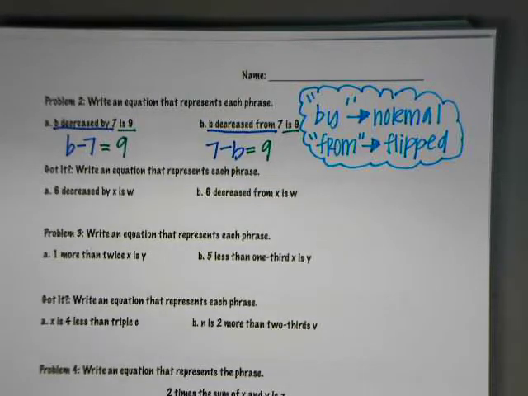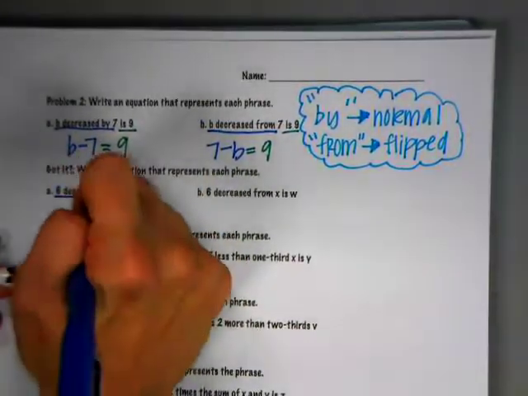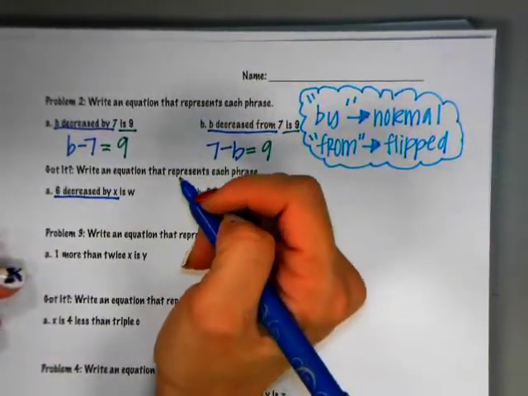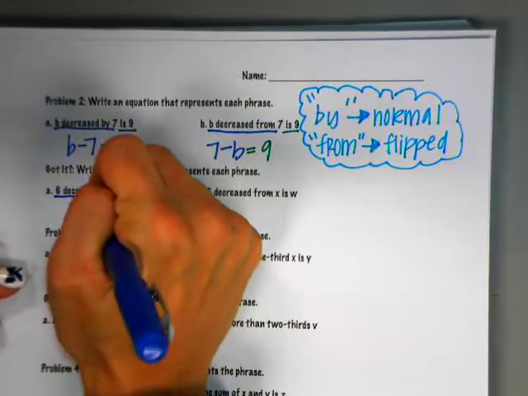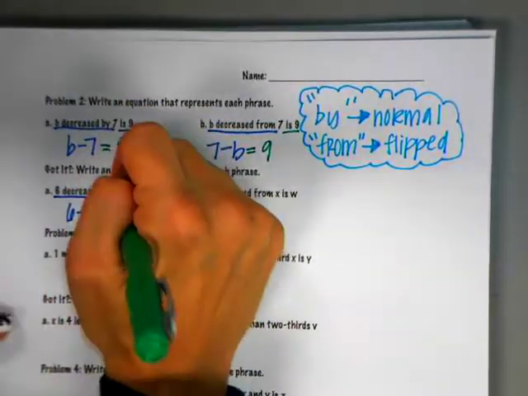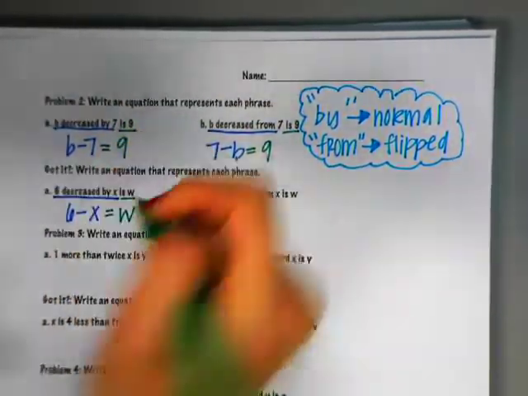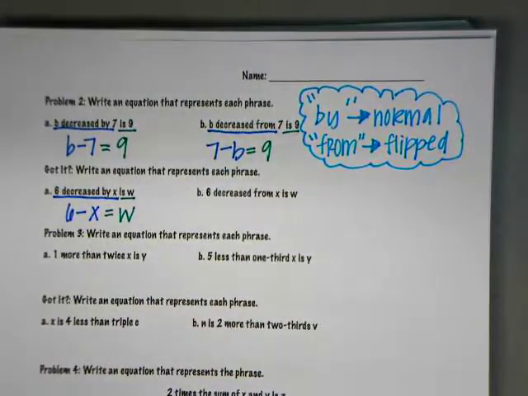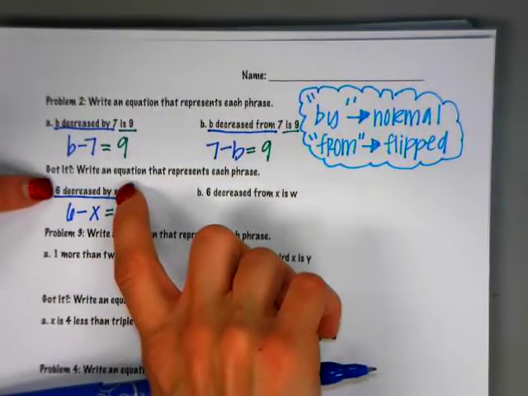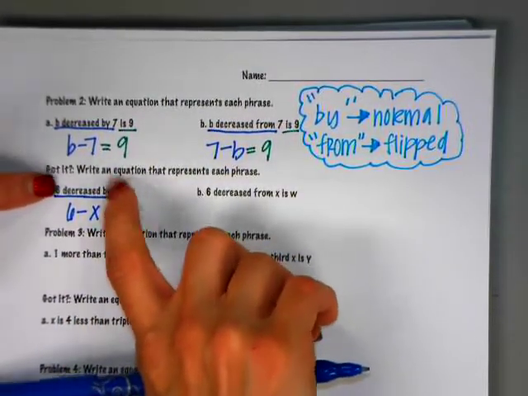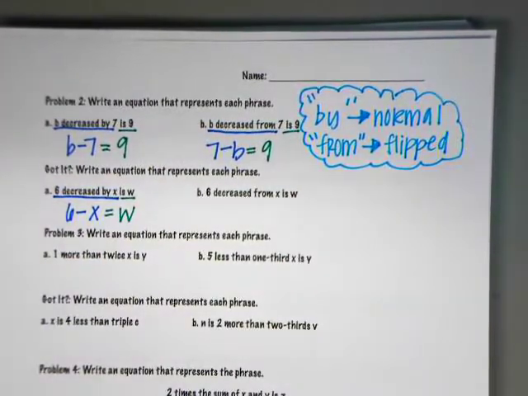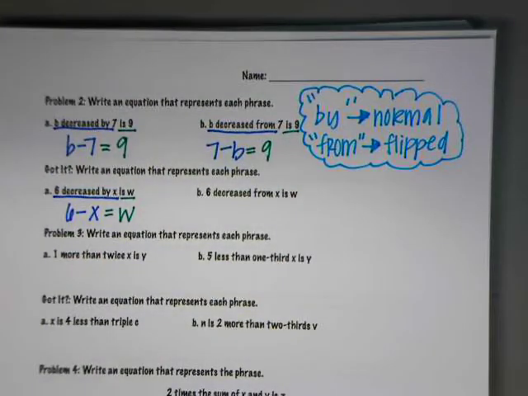Okay, so for the first one, 6 decreased by X is going to be what? Yep, 6 minus X is W, equals W. Why is it 6? Because that's the order it's written in. Because it's 6 decreased by X. So you have to pay attention to what order the original is in. It has nothing to do with whether it's a variable or a number. It's always just whatever order it's in.